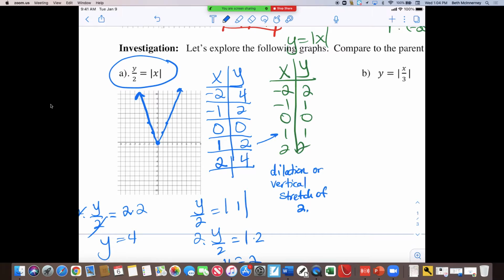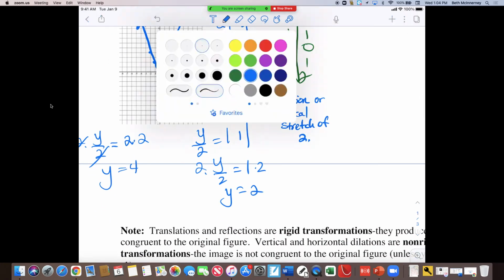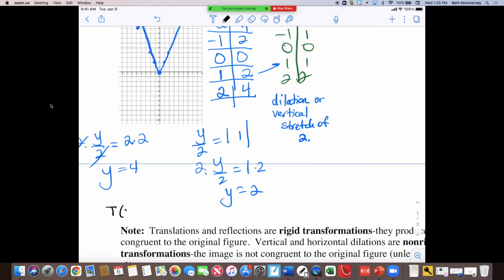So I wanted us to sort of discover what was happening. And so in mapping notation, what we actually did is we did nothing to x, but we doubled the y values. Do you notice that in the table? I could have taken the y values and just doubled them.